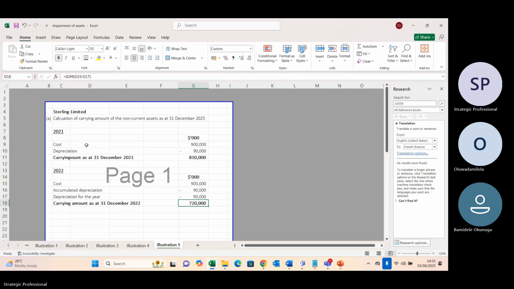Not really, sir. Okay. Do you understand year 1? Year 1 is 90,000. Yes. So, do you understand it? Yes. Why are we doing it for 2022 as well? Don't forget that the question says as at 31st December 2025.